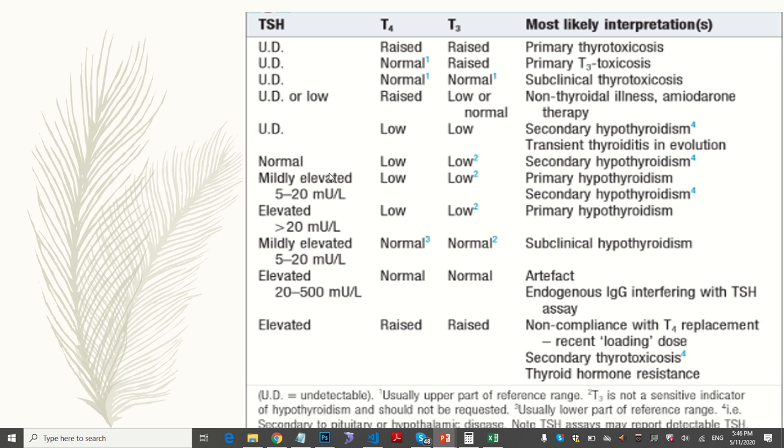Low T3, T4 with normal TSH. This secondary hypothyroidism is for transient thyroiditis in evolution, and here there is a defect in the hypothalamic pituitary thyroid axis. In primary hypothyroidism, there are low T3, T4 with mildly elevated TSH in the range of 5 to 20 milliunits per liter.